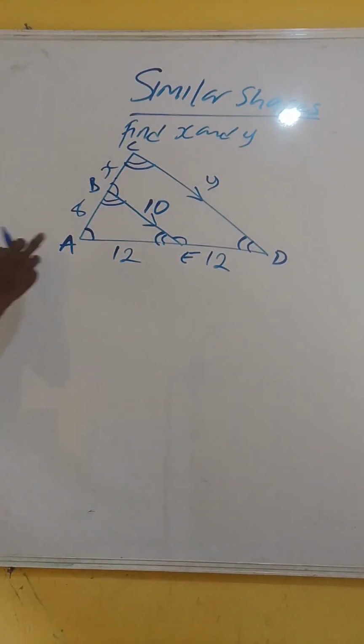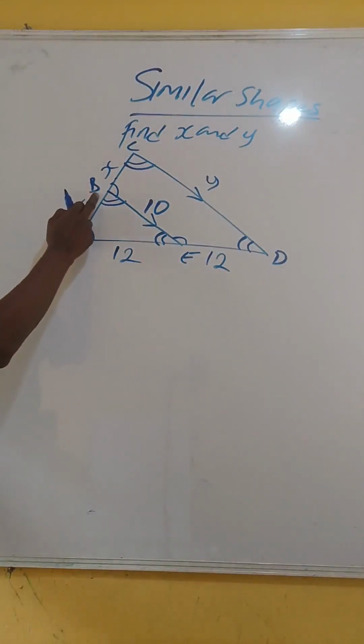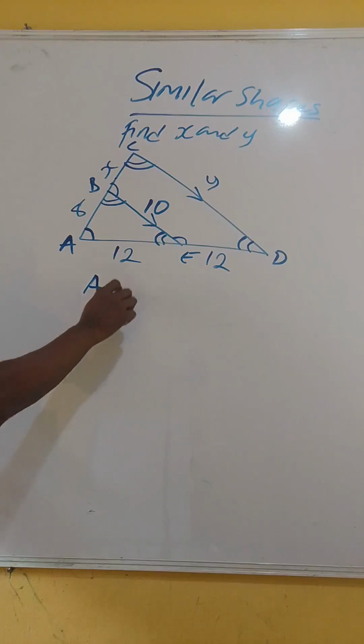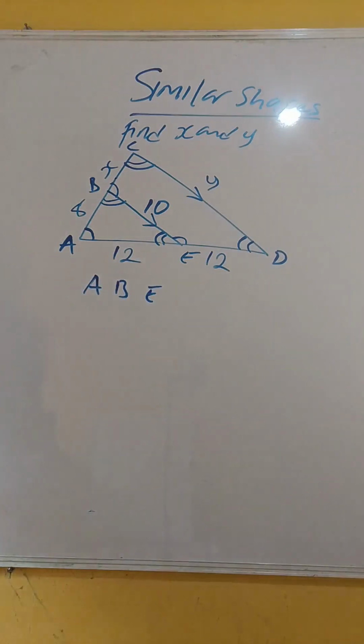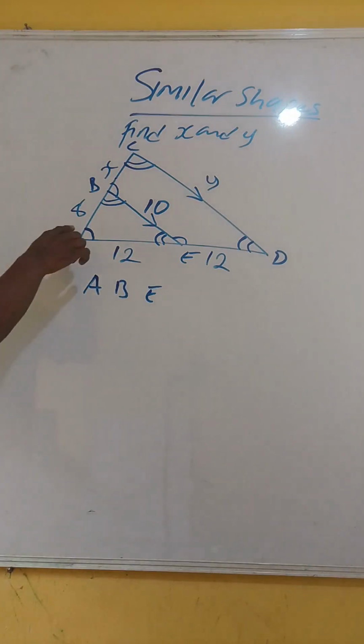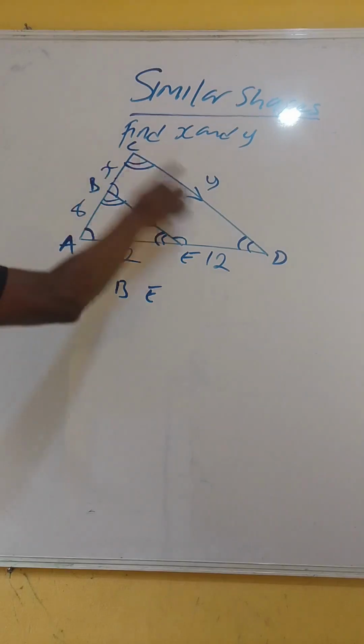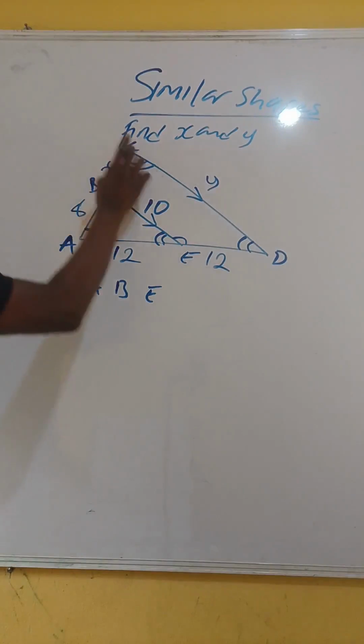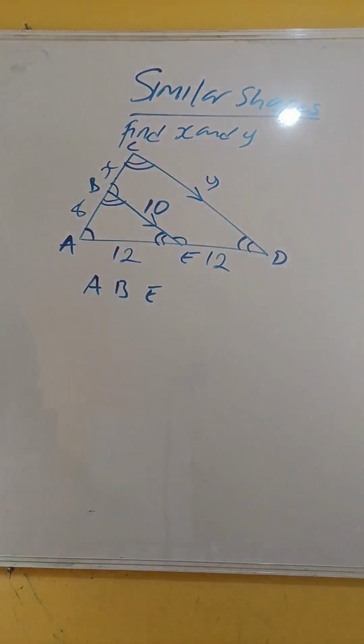Look at triangle A, B, and E. So triangle A, then B, and E. Let's look at the angles that are the same with it. I also have triangle A, C, and D. Can you see that? So triangle ABE and triangle ACD. If you look at it now, both of them already share angle A. That means angle A is equal.